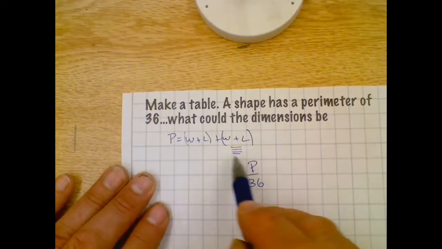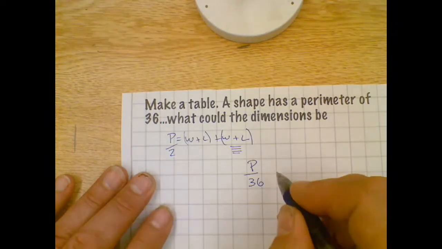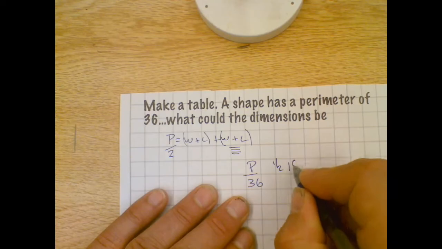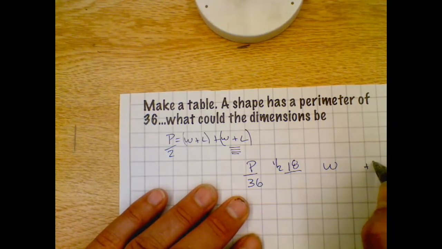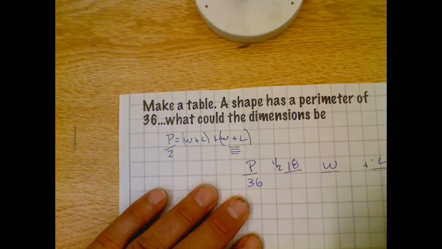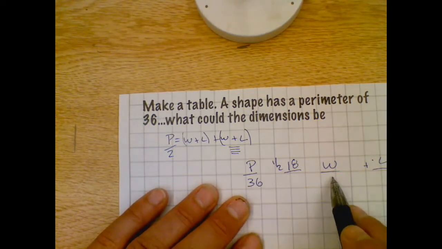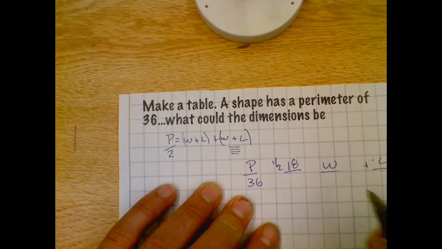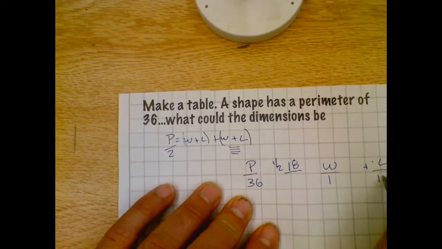In order to consider just the W and the L, we really need to cut the perimeter in half. So if the perimeter is 36, half the perimeter is going to be 18. And so now I have my W and my L. So the W plus the L has to equal 18. What I've done to make it more simple is cut the perimeter in half so that I can just worry about what the W plus the L is going to be. And again, I like to make one number small. The biggest number has to be 17.